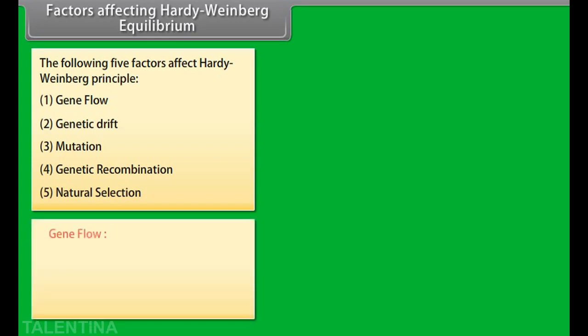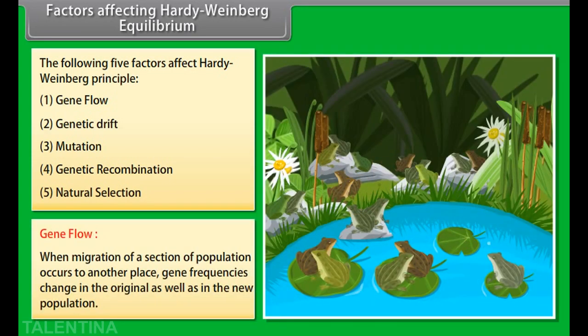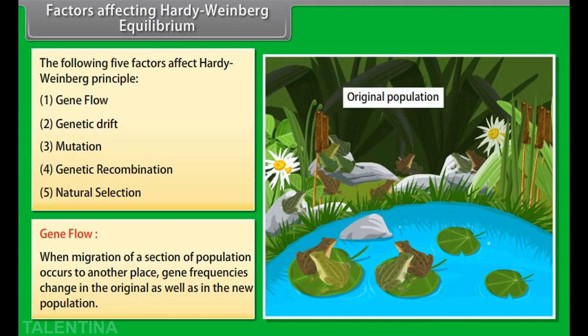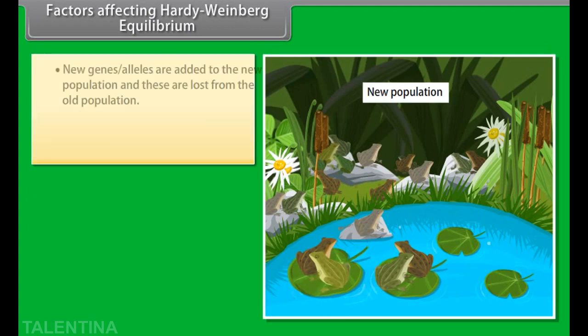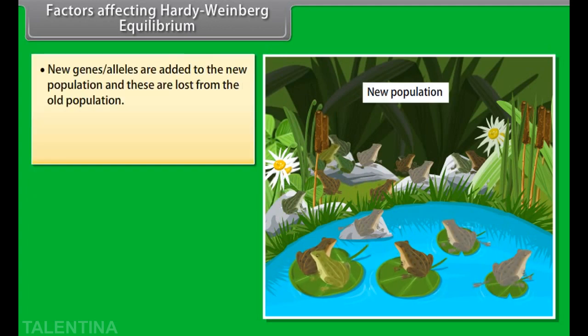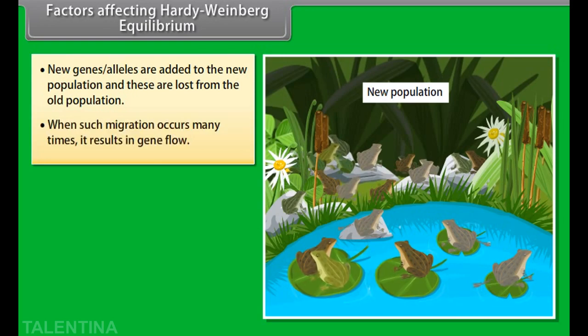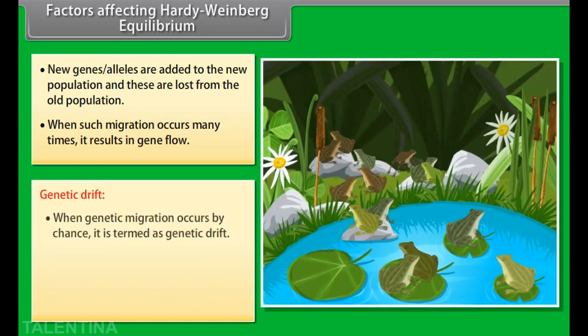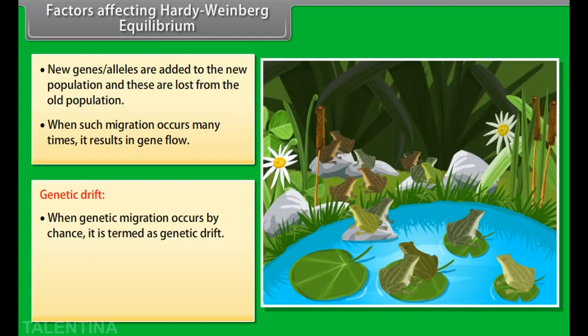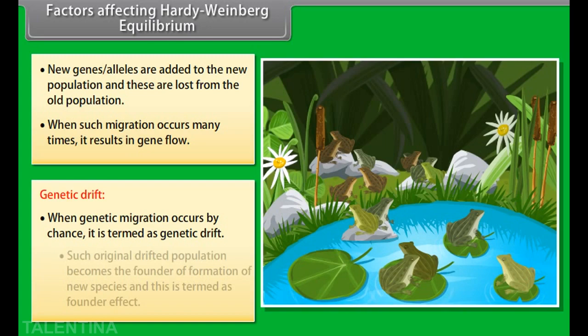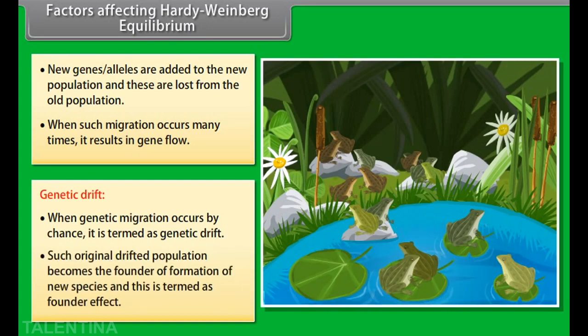Natural selection. Gene flow. When migration of a section of population occurs to another place, gene frequencies change in the original as well as in the new population. New genes, alleles, are added to the new population and these are lost from the old population. When such migration occurs many times, it results in gene flow. Genetic drift. When genetic migration occurs by chance, it is termed as genetic drift. Such original drifted population becomes the founder of formation of new species, and this is termed as founder effect.